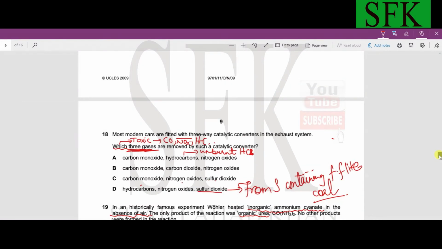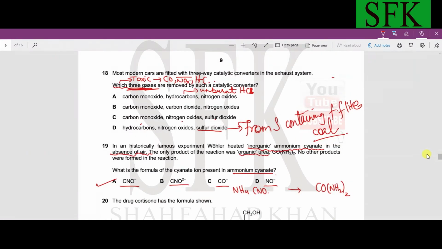Now, moving on to MCQ number 18. Most modern cars are fitted with three-way catalytic converters in the exhaust system. Which three gases are removed by such catalytic converters? The role of catalytic converters is to remove harmful and toxic gases from the exhaust fumes. The characteristic toxic gases are carbon monoxide, the oxides of nitrogen, and hydrocarbons. So carbon monoxide, hydrocarbons, and oxides of nitrogen should be the correct answer.